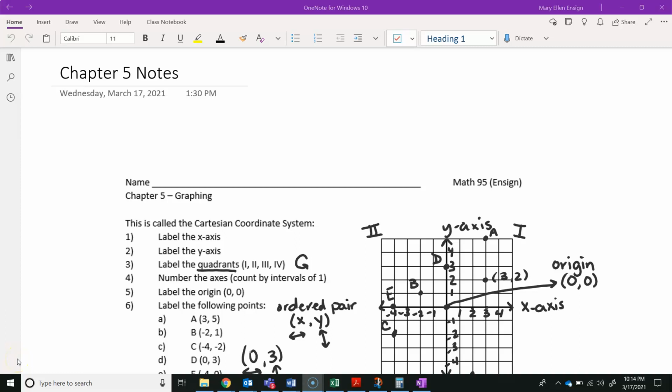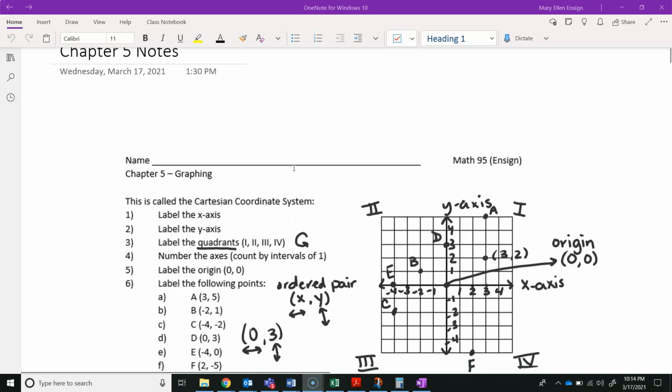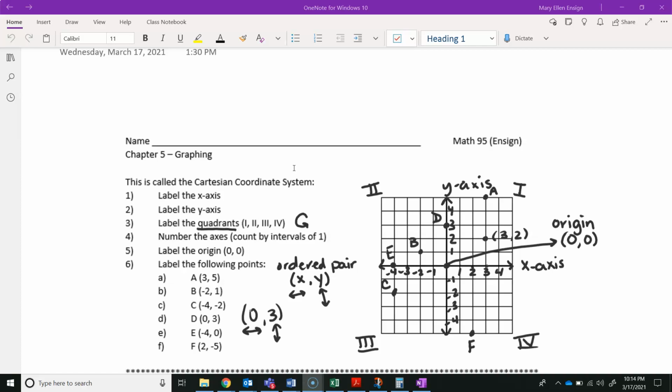So we're going to talk about the Chapter 5 notes in this video, and I'm using the version that we went through in one of my Math 95 classes today. The part that we did in class is already filled in, and you can see that on the video of class. We'll talk about it a little bit, but I'm not going to go through every detail of those.